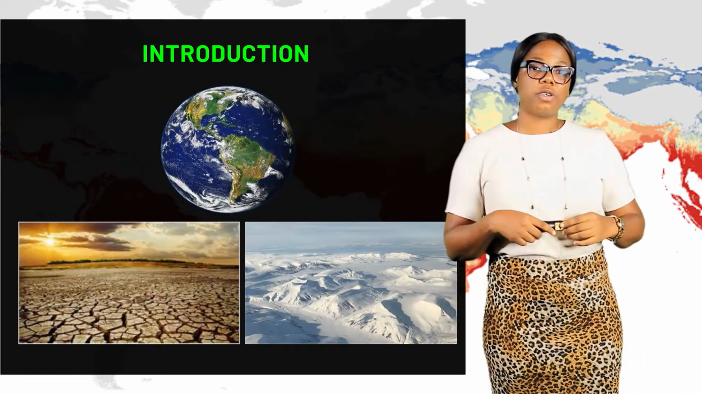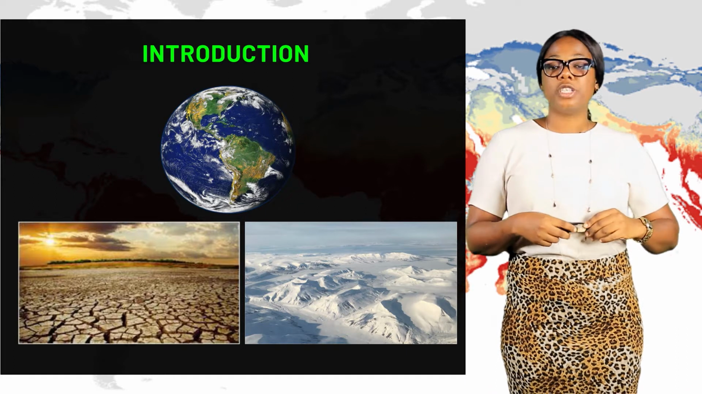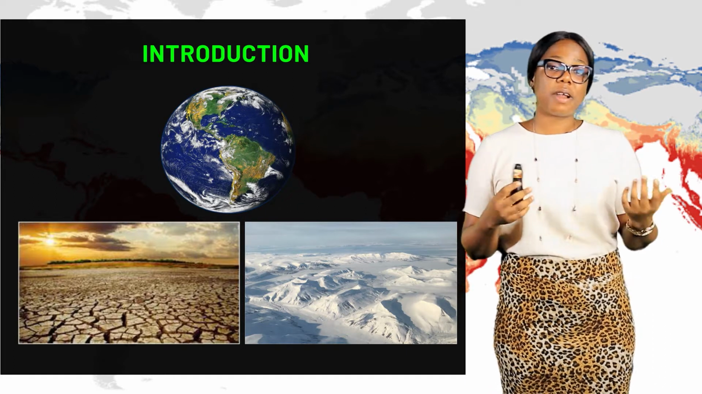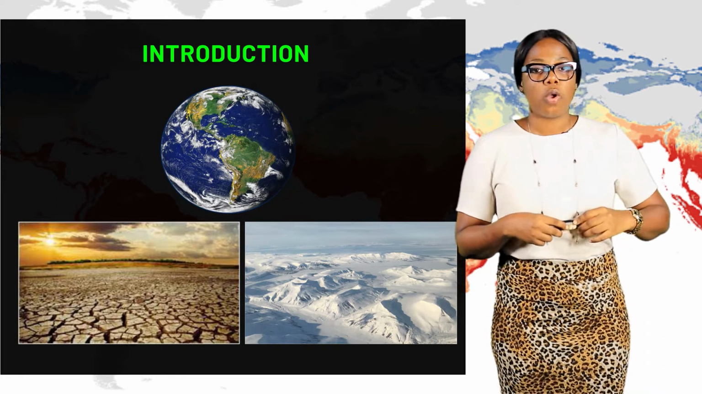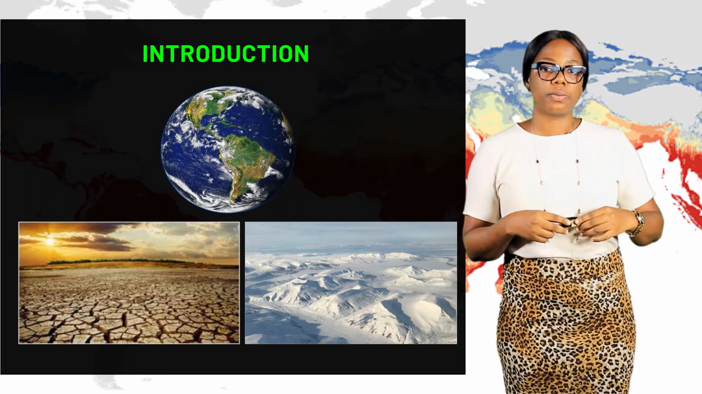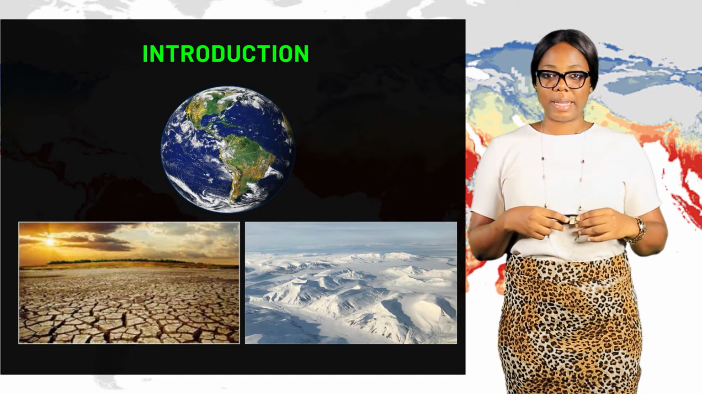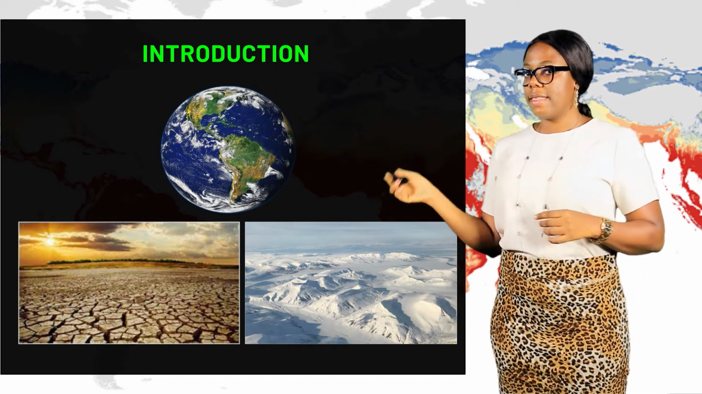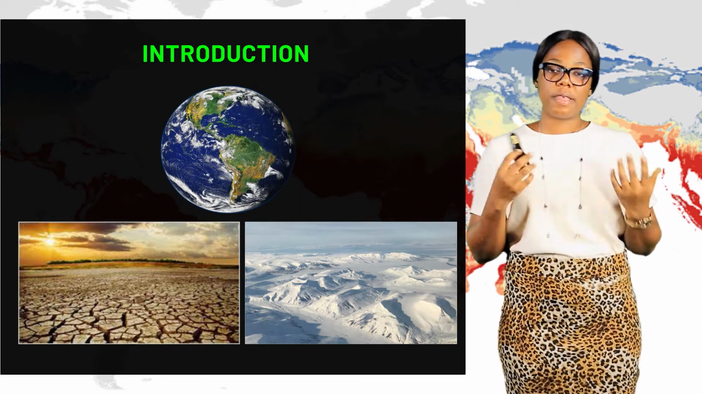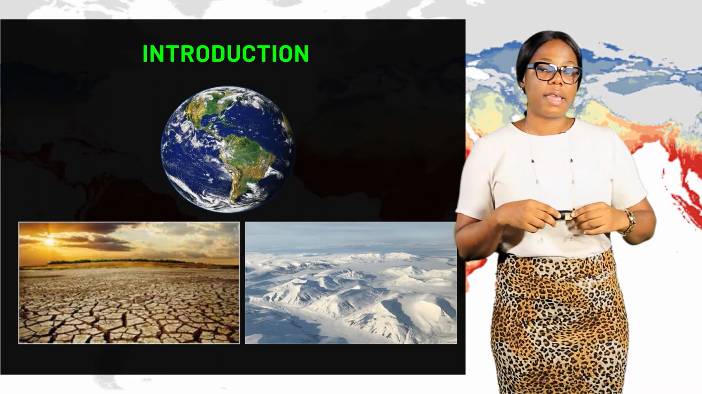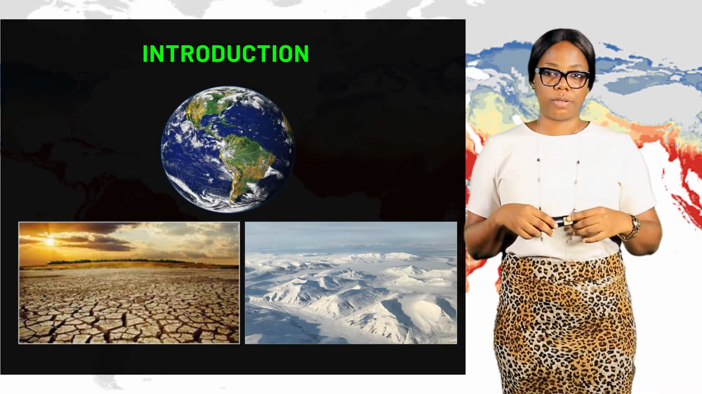This is an image of the earth. From the image, we can see that several regions are represented using different colors. These regions all have their own unique climatic condition. These images show different climatic conditions in different regions of the world.